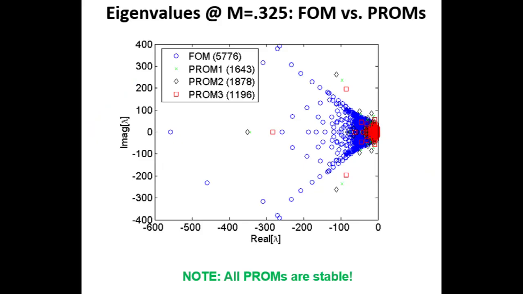This plot shows eigenvalues of the various orders for Mach equals 0.325. These eigenvalues were obtained by solving the eigenvalue problem A v equals lambda v. It is seen that all 4 models, including the full-order model, have their eigenvalues in the left half of the complex plane, meaning that the unsteady flow field is stable. Indeed, it is expected that the dynamically linearized flow is stable. The flow will not diverge due to any slight disturbances.